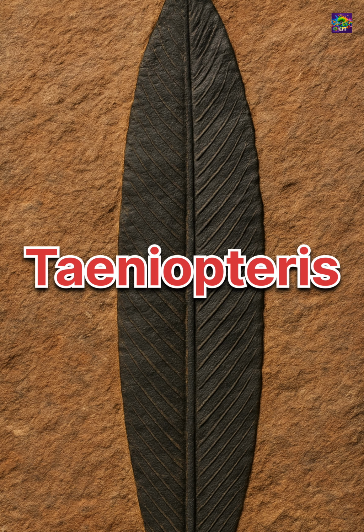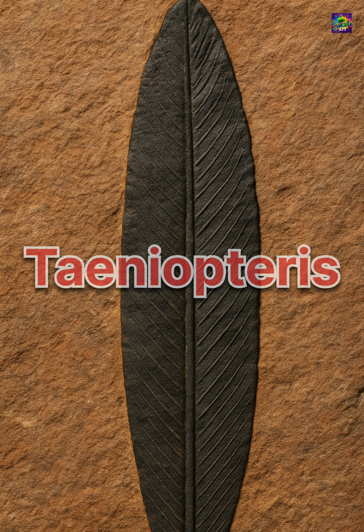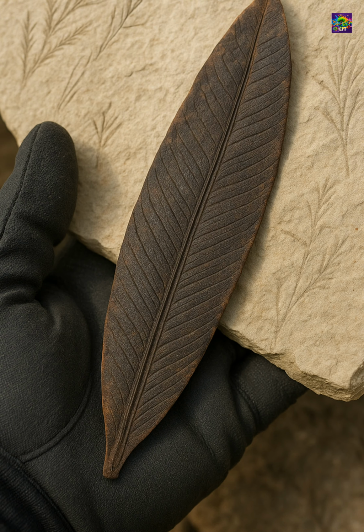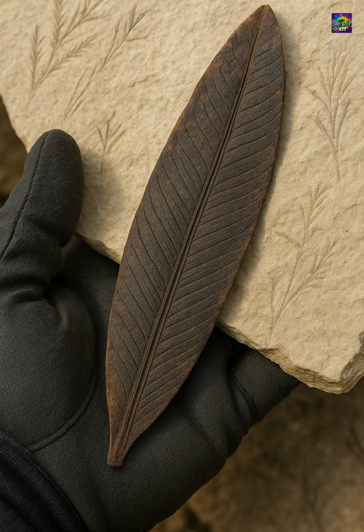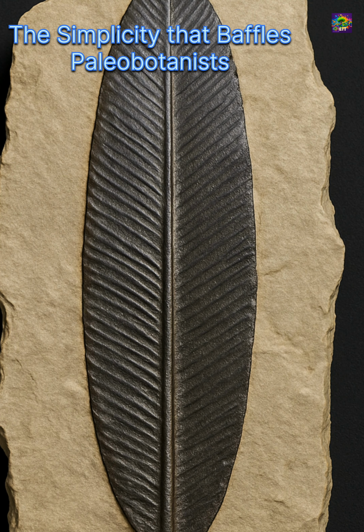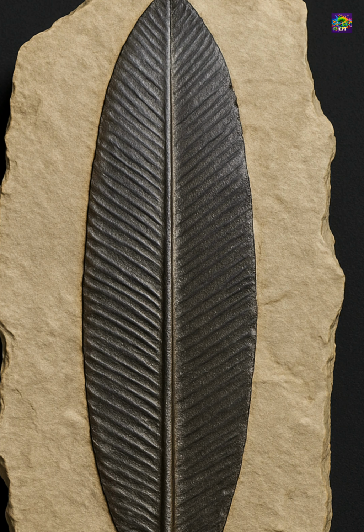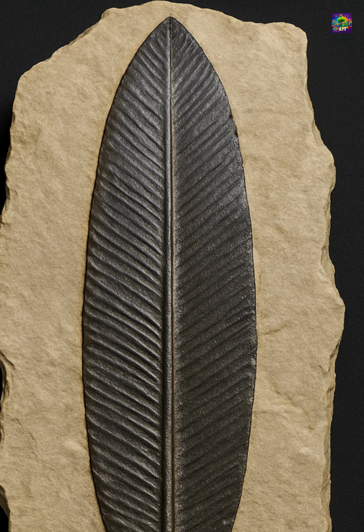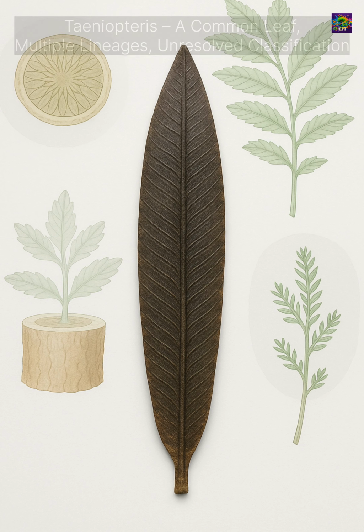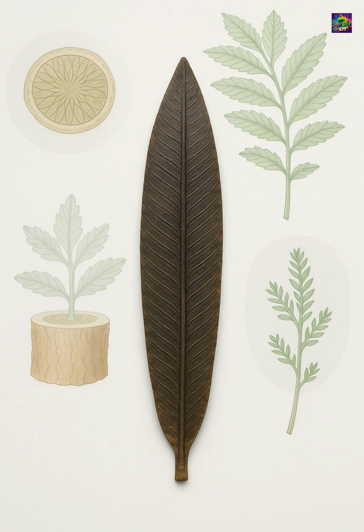Taeniopteris is one of the most common and yet one of the most puzzling leaf fossils from the Triassic, and its importance comes from the fact that it does not clearly belong to any single plant group. At first glance, the leaf looks simple, long, strap-shaped, with a strong midrib and parallel or slightly curved side veins. But exactly this simplicity is what has made it so difficult for paleobotanists to classify.